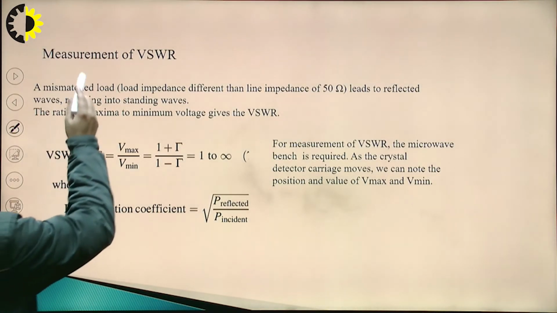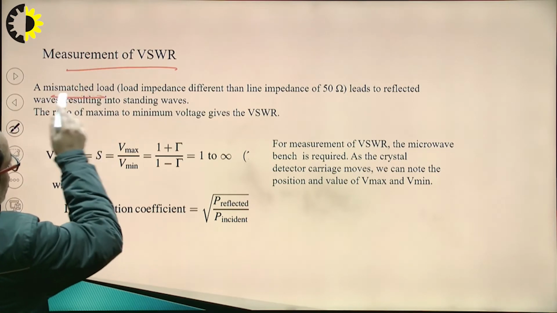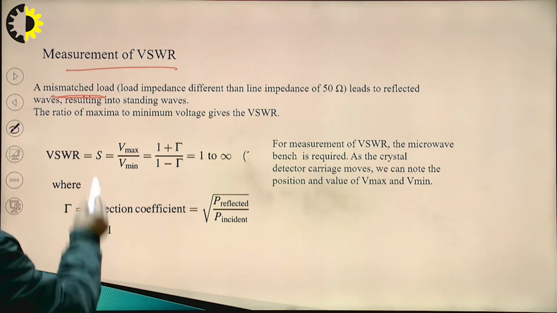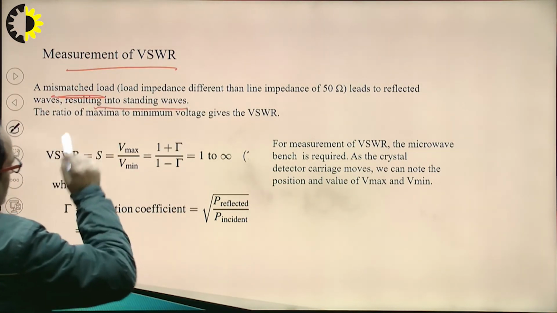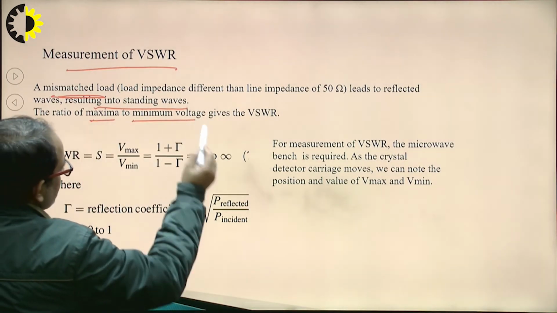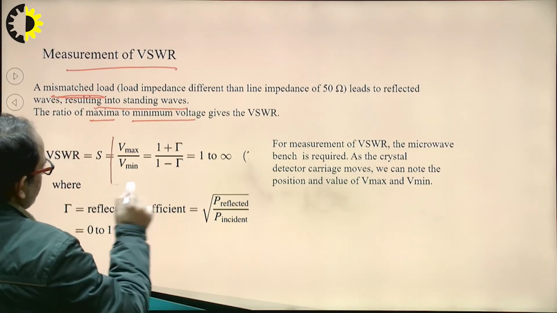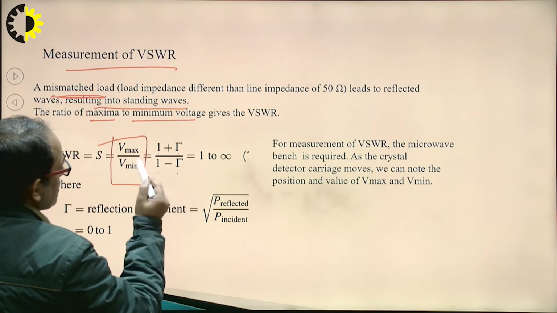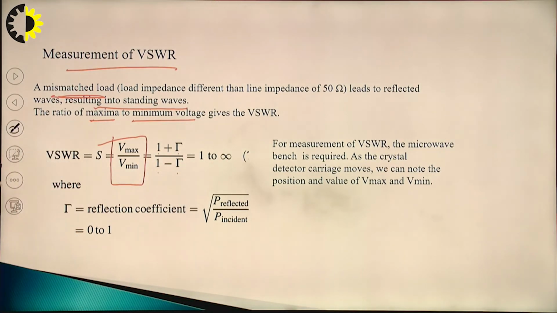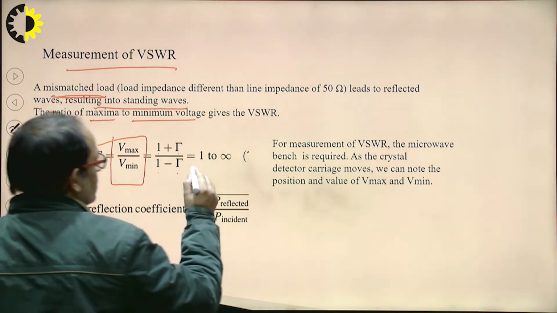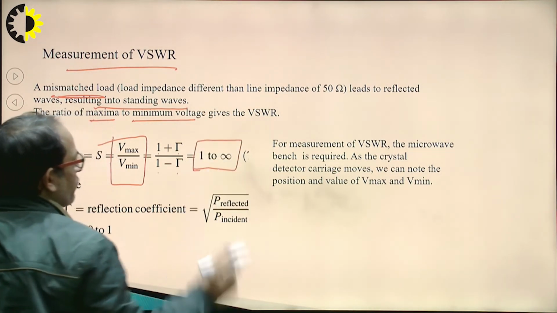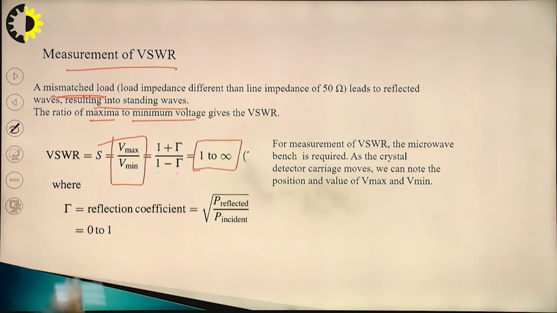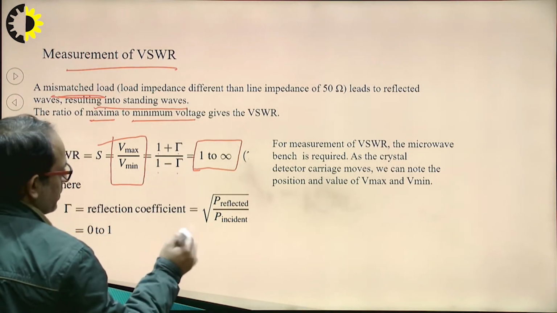Measurement of VSWR. A mismatched load always results in standing waves, and the ratio of maximum to minimum voltage defines what? VSWR, which is equal to 1 plus the reflection coefficient upon 1 minus the reflection coefficient. I have already told you in the previous lectures that its value varies from 1 to infinity. And this reflection coefficient is equal to what?